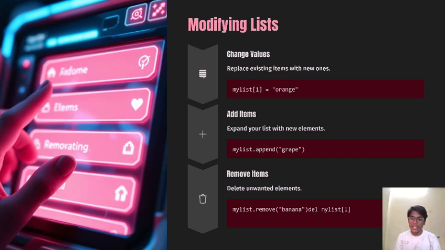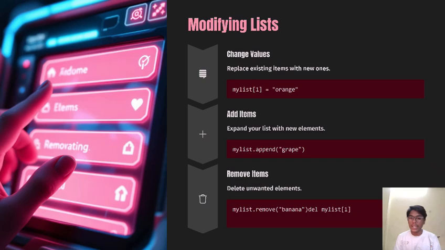Adding items: expand your list with new elements. From the before list, we can add a new item. See here, my list dot append grape. So to the last list, the grape will be added extra.